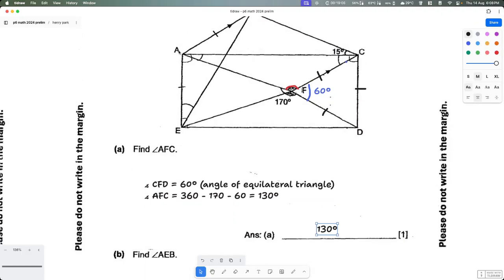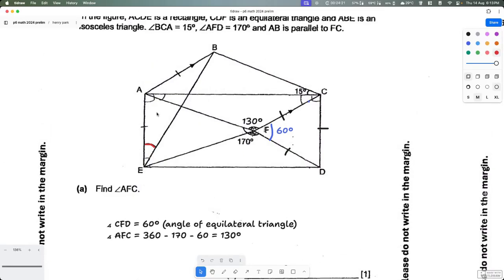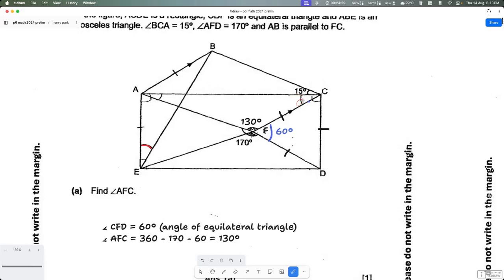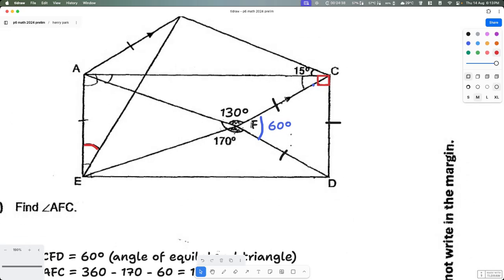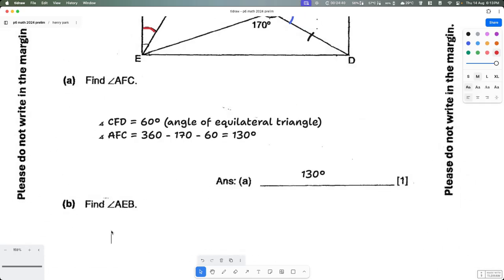Find AEB. Okay, so how we're going to do this is basically we need to figure out this angle, right? First, what we can do is over here, we have 90 degrees. I'm going to put this red to cover this. This is 90. So angle ACF is equal to 90 minus 60. Okay, this will be 30 degrees.